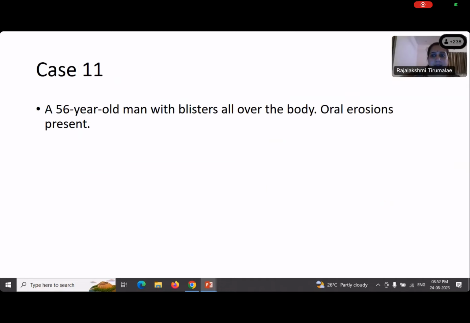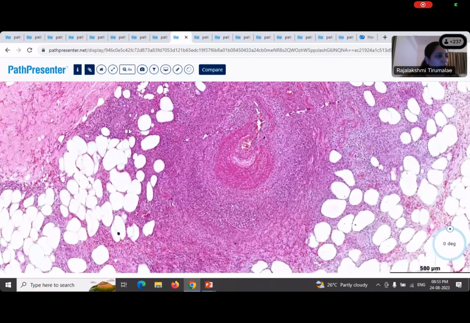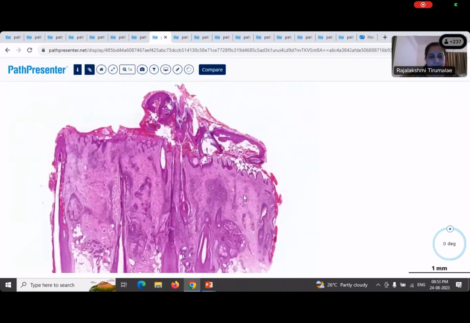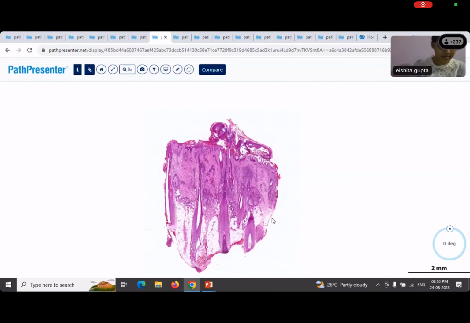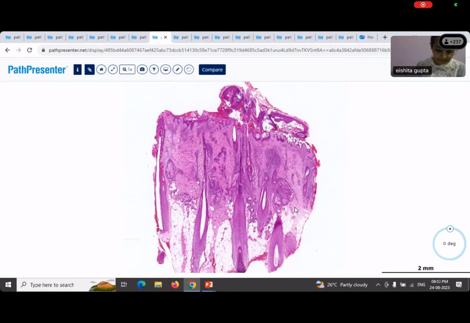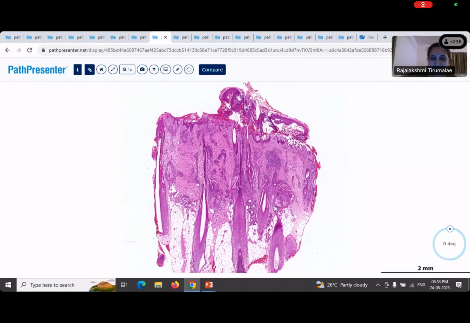Okay, we'll move on to case number 11. A 56-year-old man with blisters all over the body and presence of oral erosions. So we'll move to this case. Who will take this? Jansi, do you want to take this? Yes, sir. Can you tell me what you think is the site of this biopsy? I'm not giving you the site, but can you take a guess from looking at this?